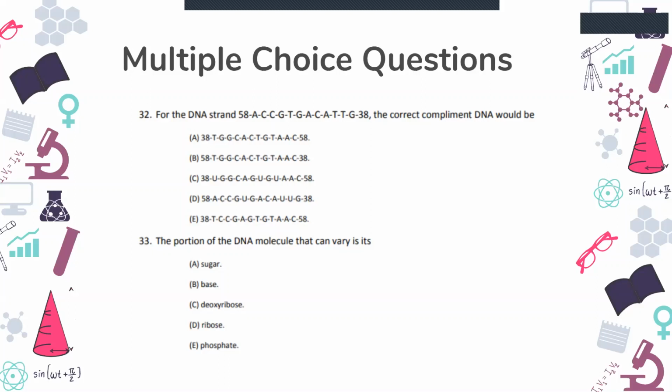For number 33, the second one, the portion of the DNA molecule that can vary is its... For this question, you would need to know the structure of DNA and apply it, so this is more of an application question. As you can see, all these answer choices are parts of the DNA, but it's asking which one is different. If you know anything about DNA, you would know that there's a sugar group, a phosphate group, and bases. So A is out, C is out, D is out, E is out, because bases is the only one that changes. That would be an example of an easy application question you can see at tryouts too.